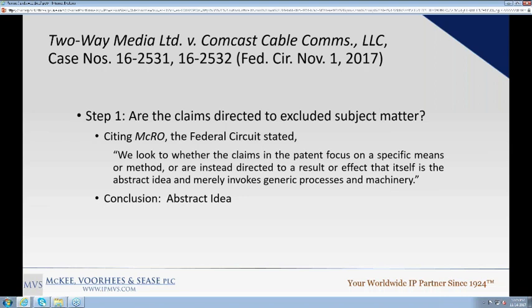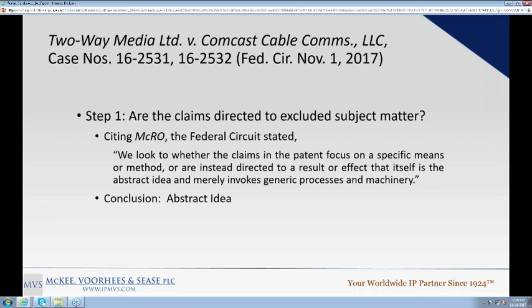Did the first prong of the Mayo Alice test. And the Federal Circuit cited the Micro case from earlier, saying, I don't know if you're really supposed to call it Micro, but I call it Micro. We look to whether the claims in the patent focused on a specific means or method, or are instead directed to a result or effect that is itself the abstract idea. So that's where we get to that abstract idea itself in that category.